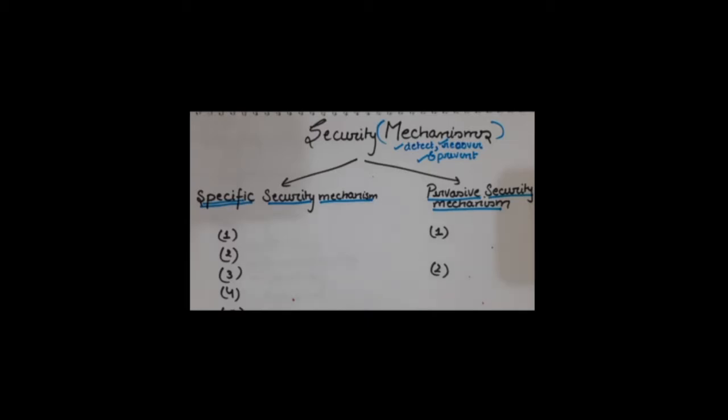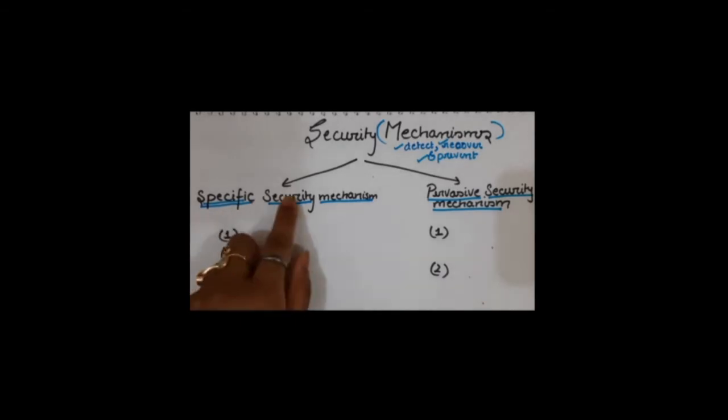If you remember, we had already studied about OSI layers. The networking, now when you talk about networking, there are different protocols, and those protocols have specific layers. Now, when we talk about specific security mechanisms, they are specific under those layers. Whereas pervasive security mechanisms are those mechanisms that are general for all the layers. They're not specific to any particular layer.